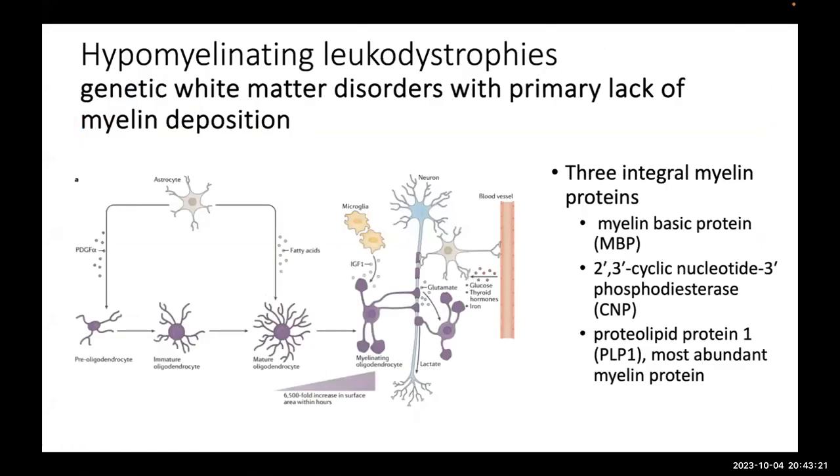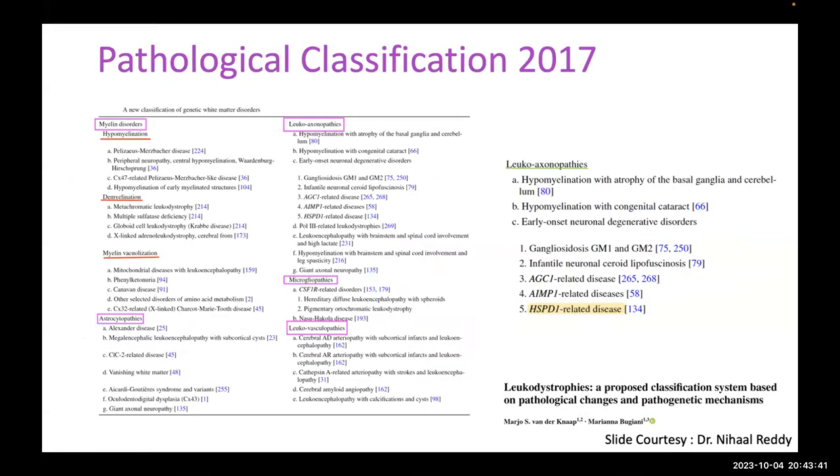Hypomyelinating leukodystrophies are genetic white matter disorders with a primary lack of myelin deposition. These are the different proteins that are associated with myelination, and any defect in these proteins can lead to hypomyelinating leukodystrophies. PLP1 is a very commonly and abundantly found protein. The next slide is the pathological classification, recently in 2017, in which the genetic white matter disorders have been classified based on myelin disorders, axonopathies, and leuko-axonopathies. HSPD1 has been classified as a leuko-axonopathy.